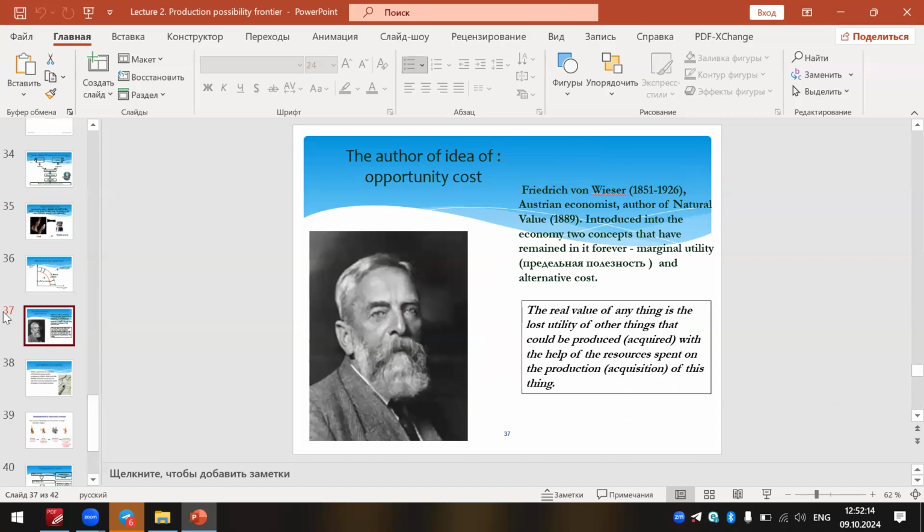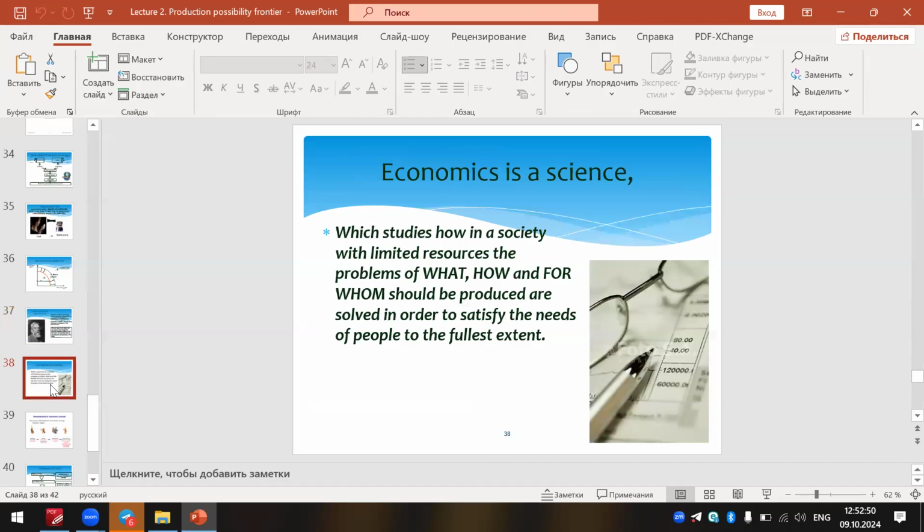And the author of the idea of opportunity cost is Friedrich Wieser, an Austrian economist, author of Natural Value. He introduced into economics two concepts that have remained forever: marginal utility and alternative cost. The real value of anything is the lost utility of other things that can be produced or acquired with the help of the resources spent on the production and acquisition of these things.